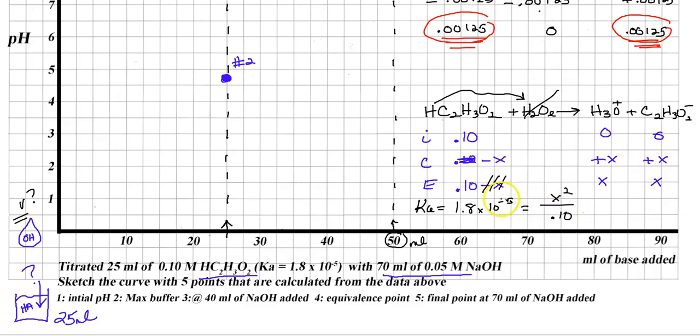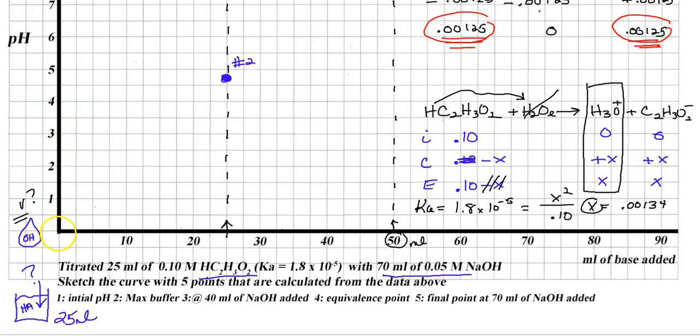So times this by 10, do the square root of both sides, and when you do that, you get an x that is equal to 0.00134. And what did I just solve for? I solved for the H3O+ concentration. What are we trying to do? We're trying to find the initial pH, or the initial point, 0.1.